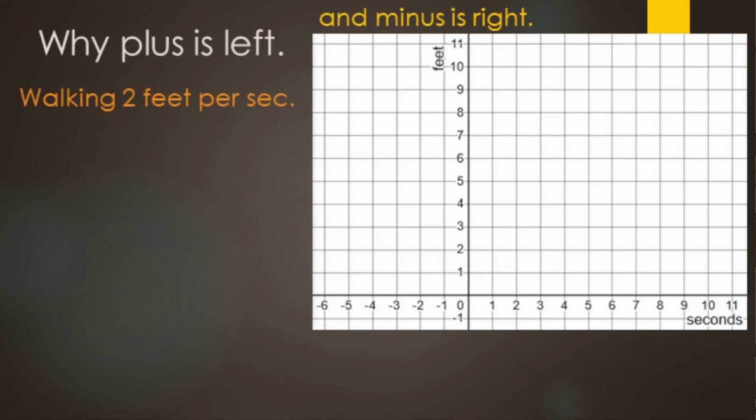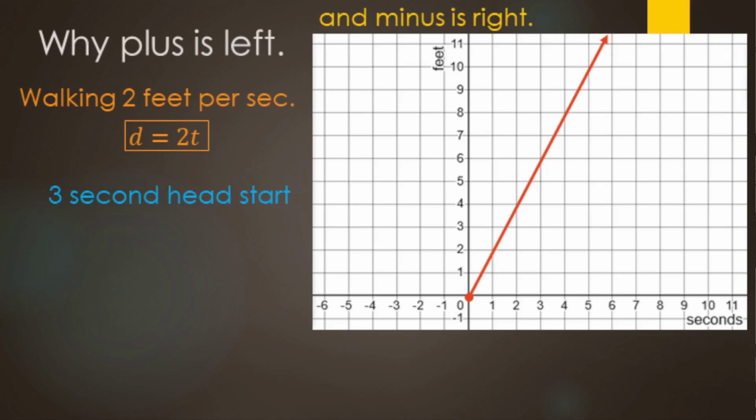So let's pretend scenario here that you're walking 2 feet per second. So here's what your equation would look like. Your distance is 2 feet per second, and t is going to be seconds. And so on our graph, you're starting at 0 and then 2 feet, 1 second, 2 feet, 1 second. So your slope is 2, up 2 over 1. Okay, so that's you. You're the red one. Now let's pretend that there's somebody else and they're going to get a 3-second head start.